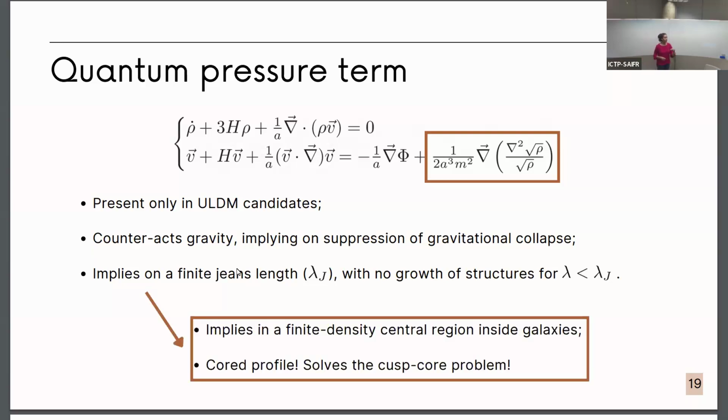And in the context of galaxies, it will imply a finite density central region for these models, and a cored density profile. So this kind of model solves the cusp-core problem. So it's a nice motivation to study this kind of model.